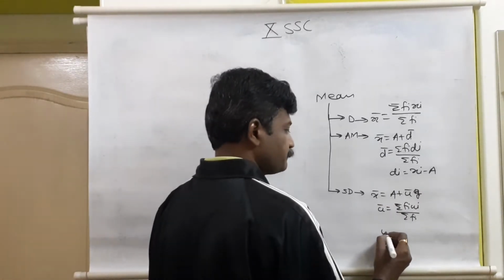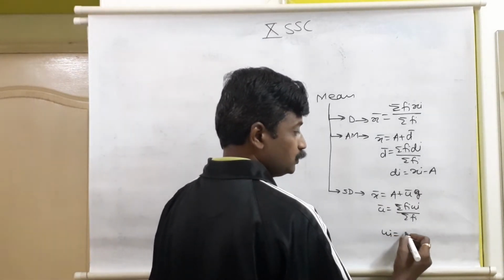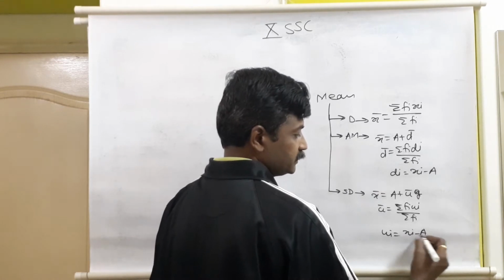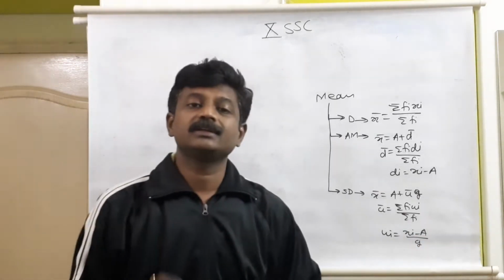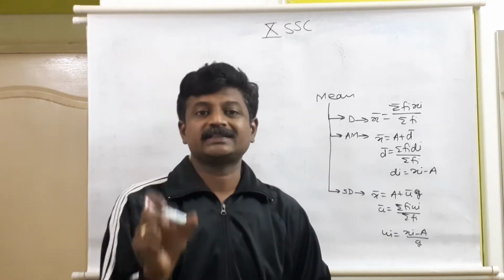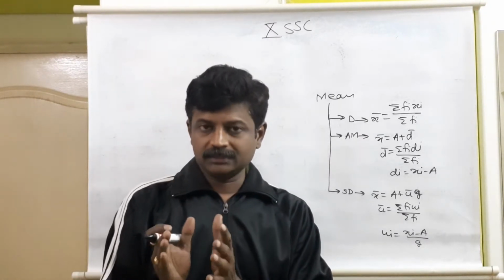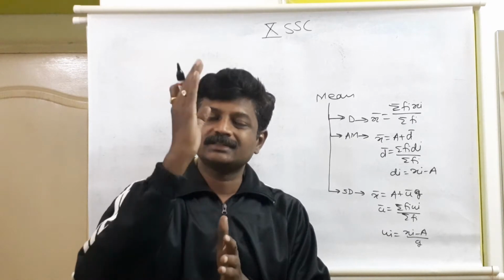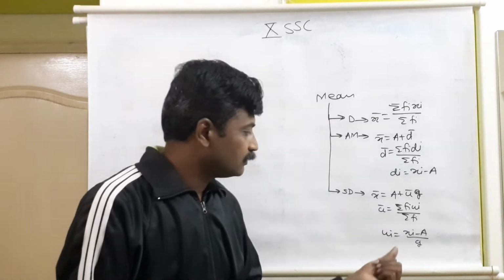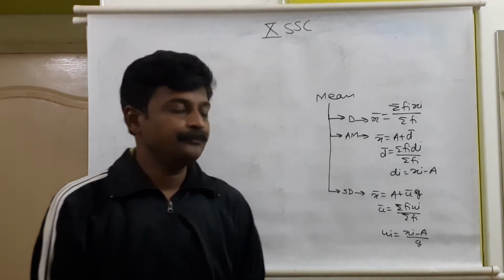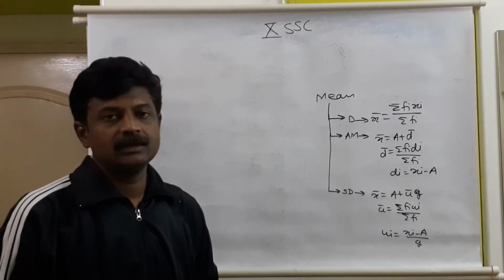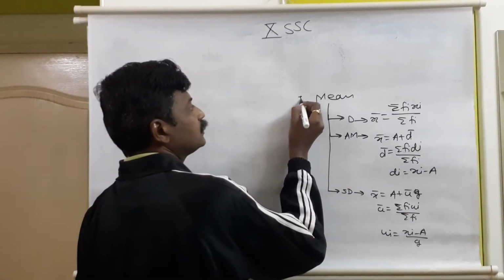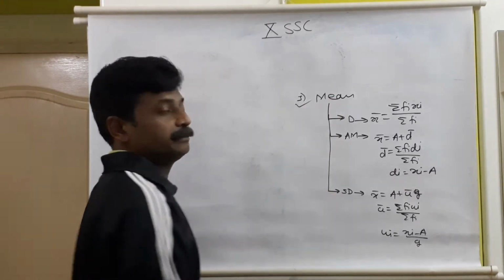What is ui? ui is equal to xi minus a upon g. G is nothing but the GCD, the greatest common divisor of the xi's, the class marks. Whatever the GCD of xi is will be the value of g. xi is the class mark and a is the assumed mean, so these both are related to each other. By using this, we find the first central tendency, that is mean.